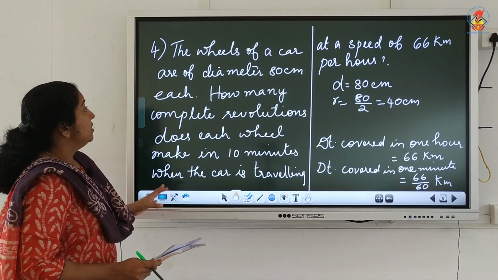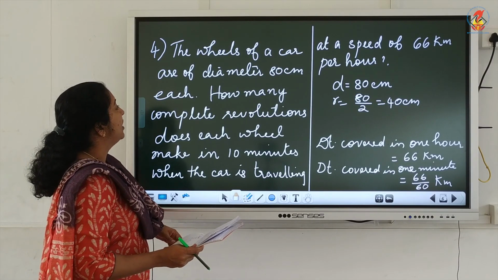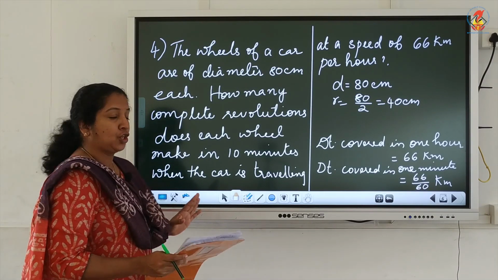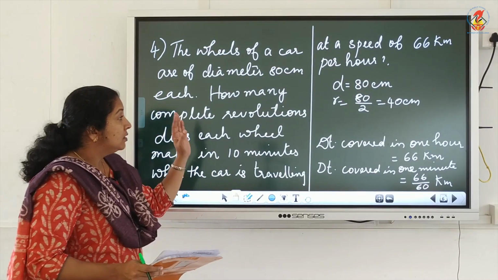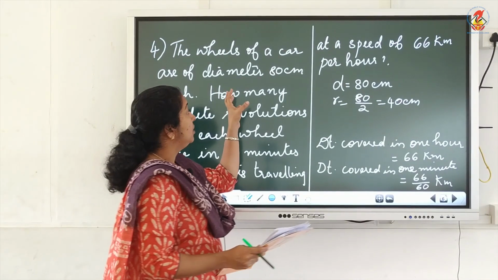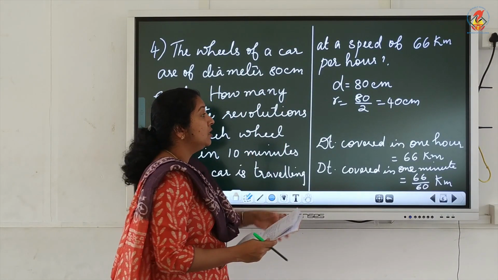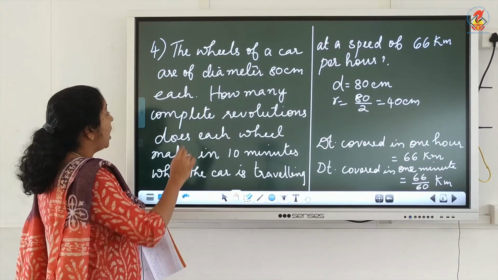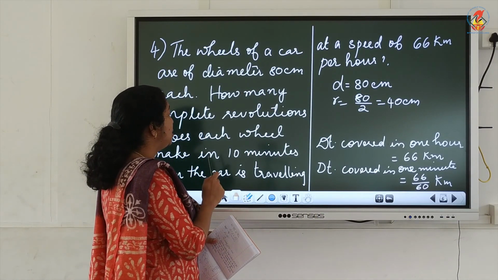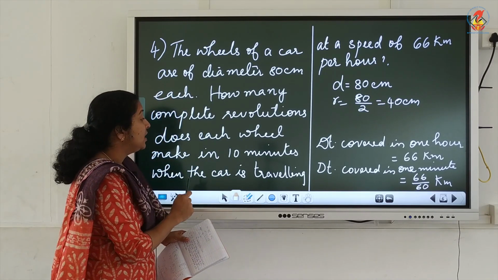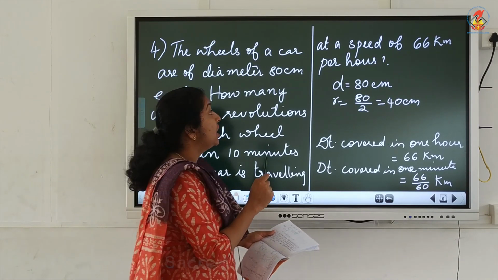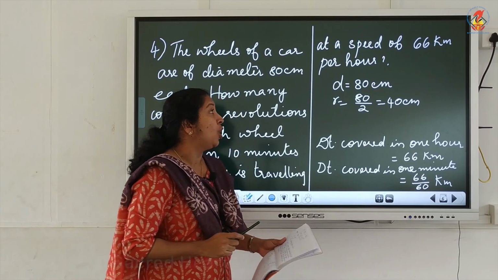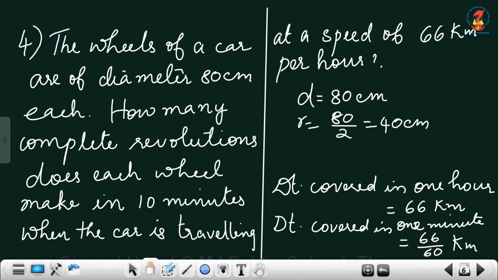Next, fourth question. The wheels of a car are of diameter 80 centimeter each. The diameter of the wheel is given as 80 centimeter. So, we can write radius as 40 centimeter. Then, how many complete revolutions does each wheel make in 10 minutes when the car is travelling at a speed of 66 km per hour? What is given? How many complete revolutions?